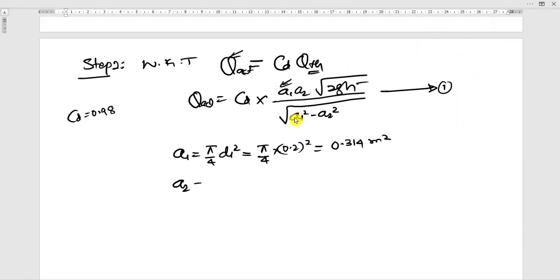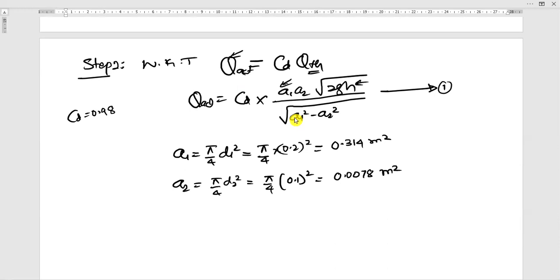Similarly, you calculate the area at the throat: pi by 4 times the diameter at the throat squared. The diameter at the throat is 10 centimeter, that is 0.1 meter. The area will be 0.0078 meter square. Then we need to calculate H.